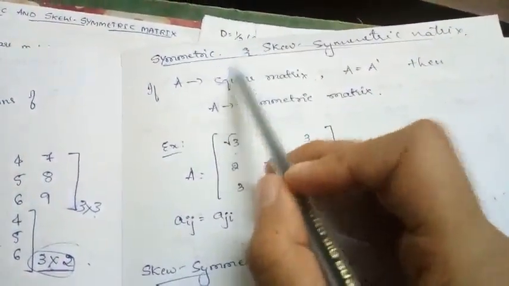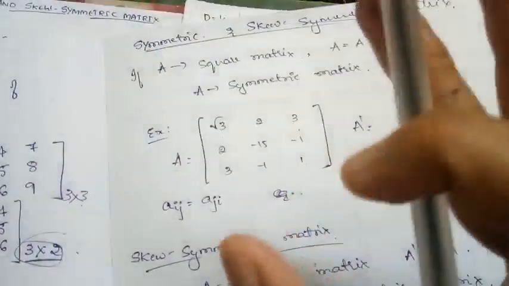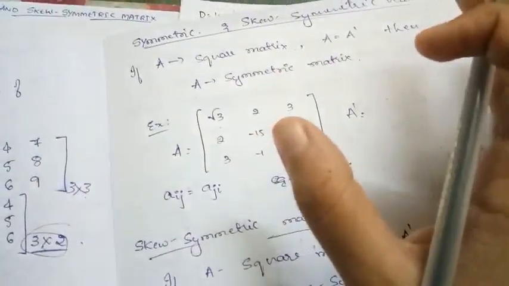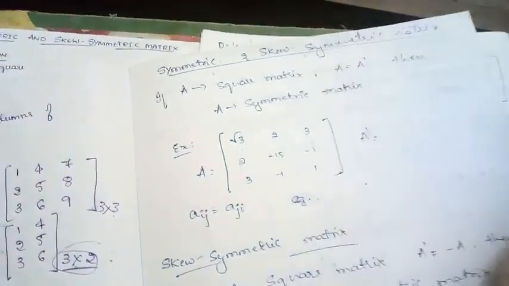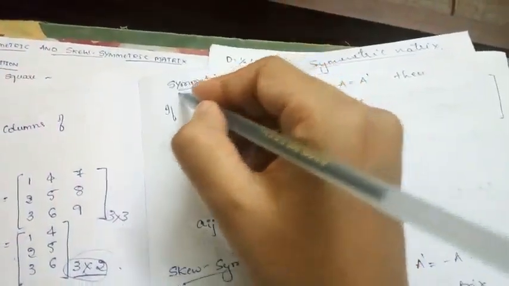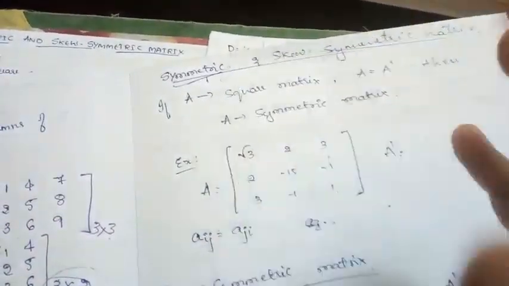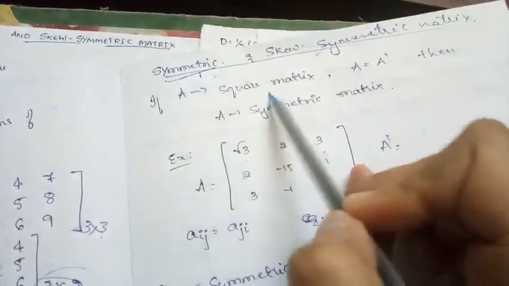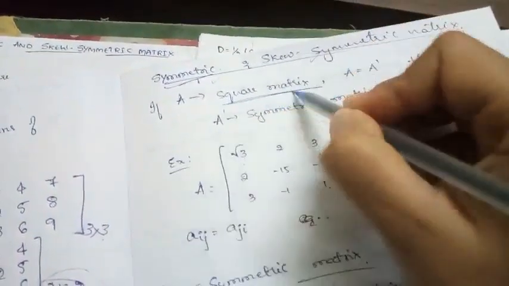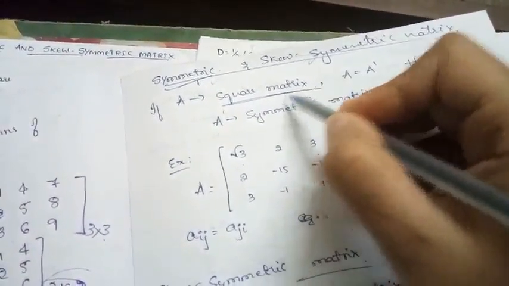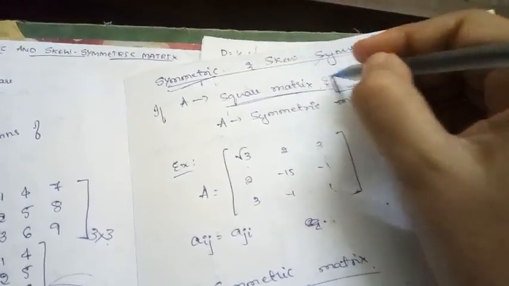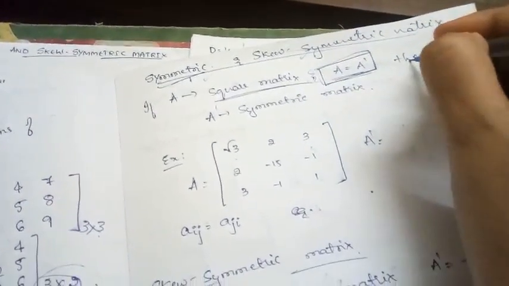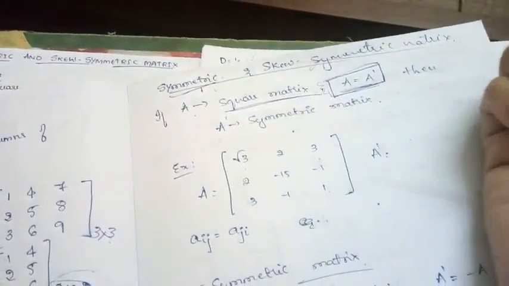Next section is symmetric and skew symmetric matrix, which is a very important section in this matrix chapter. So before going ahead, let's see what a symmetric matrix is and then what a skew symmetric matrix is. First, let us see what a symmetric matrix is. The condition is: if A is a square matrix and if A is equal to A transpose, then matrix A is a symmetric matrix.